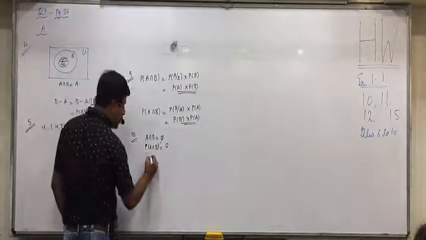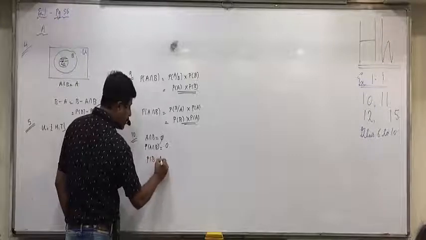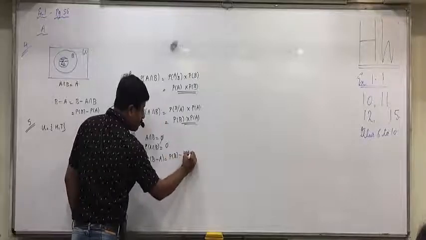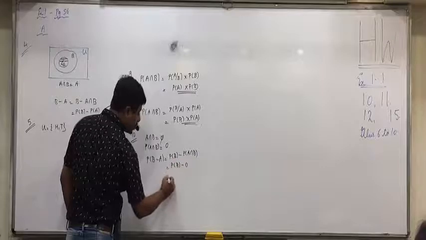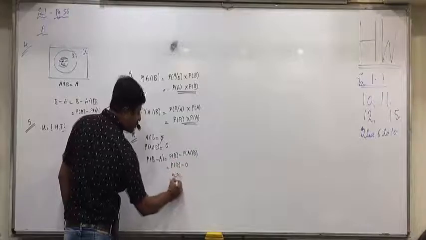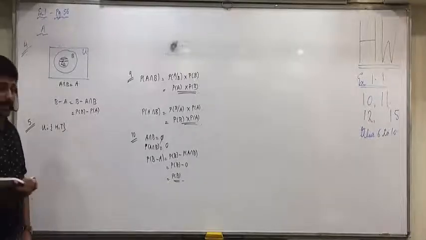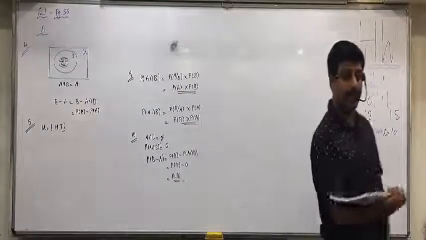What is the formula of P of B minus A? PB minus P of A intersection B. What is P of A intersection B? 0. So PB itself. Your answer will be equal to PB itself, means option B. Okay, you can show this again. Did all of you understand it?